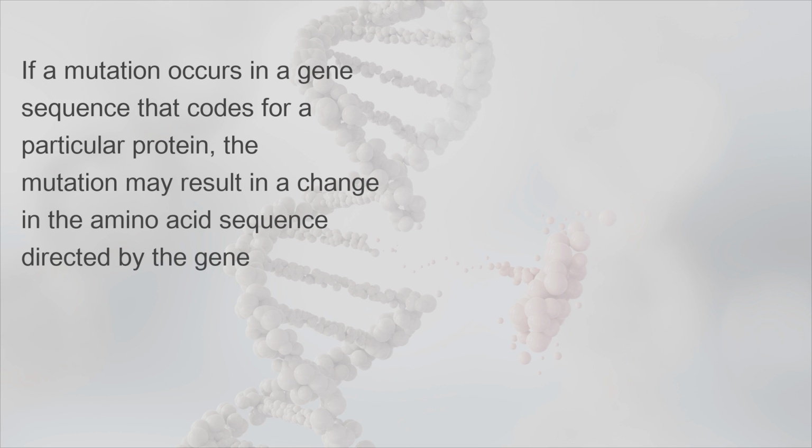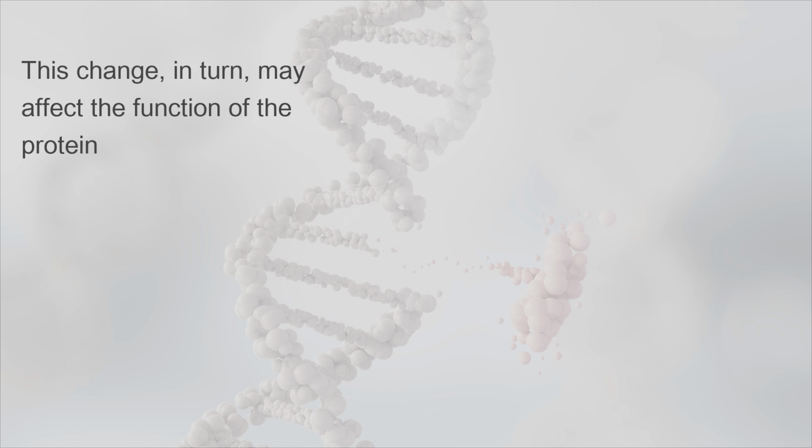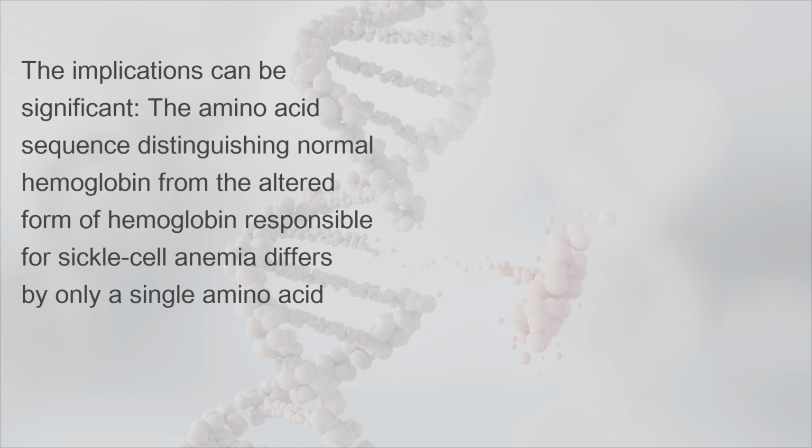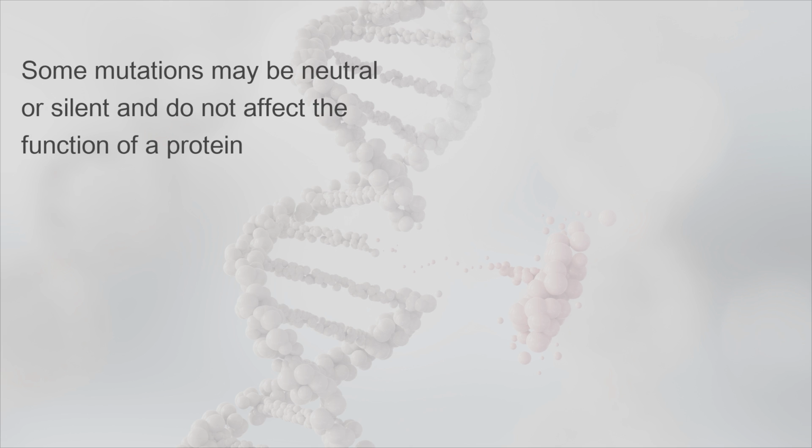If a mutation occurs in a gene sequence that codes for a particular protein, the mutation may result in a change in the amino acid sequence directed by the gene. This change, in turn, may affect the function of the protein. The implications can be significant. The amino acid sequence distinguishing normal hemoglobin from the altered form of hemoglobin responsible for sickle cell anemia differs by only a single amino acid. Some mutations may be neutral or silent and do not affect the function of a protein.